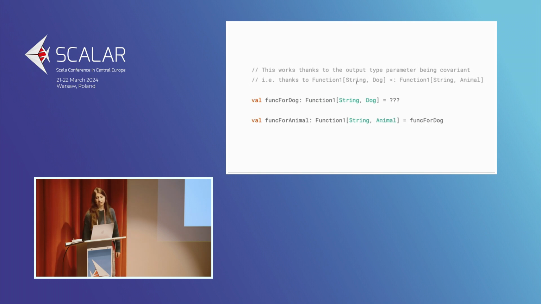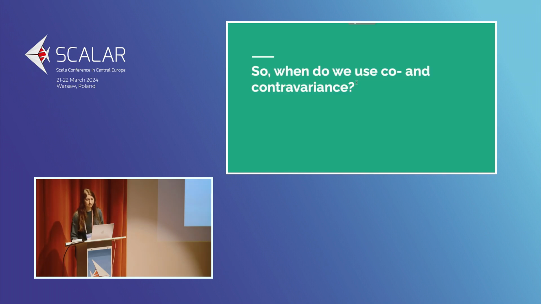With the output being covariant, you can do the other thing as well. It's not as interesting, but yeah, you can also have a function that returns a more specific kind of output here, a function that only returns dogs, and you can assign that to a val that has a wider range of outputs. The reason you can do that is thanks to covariance.